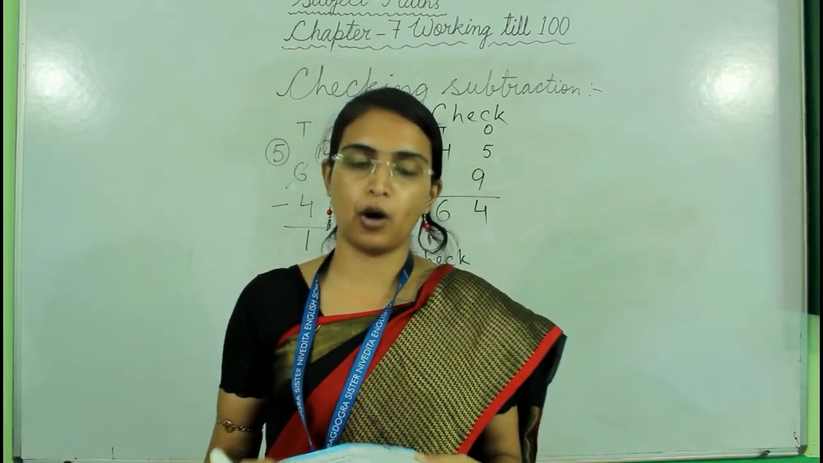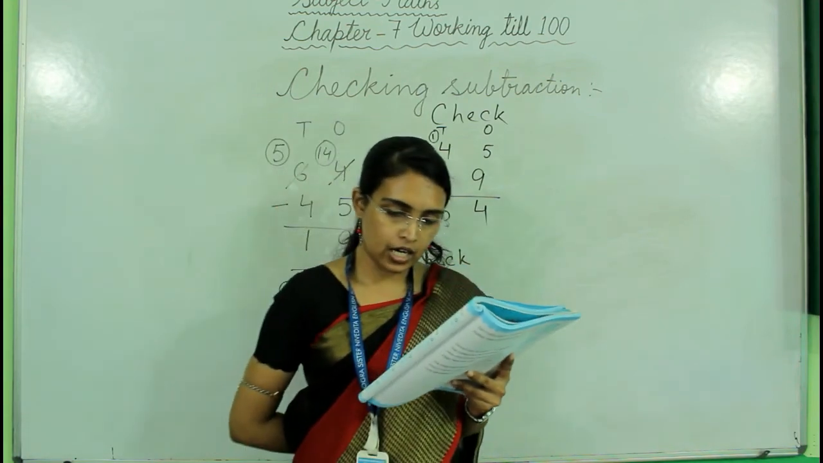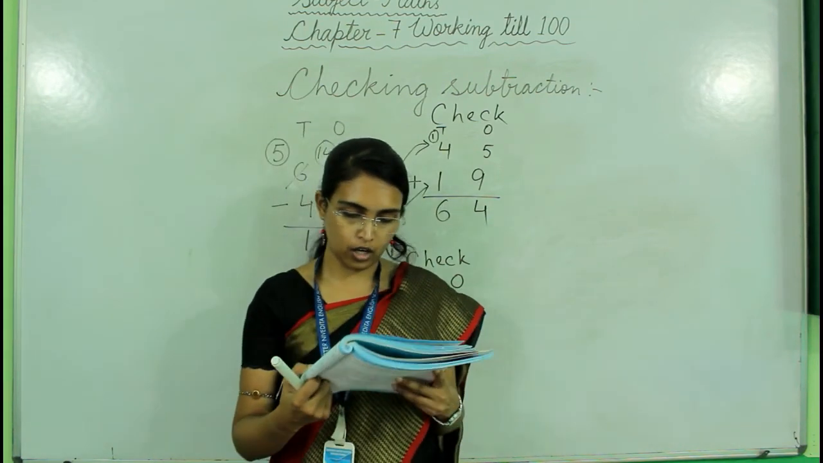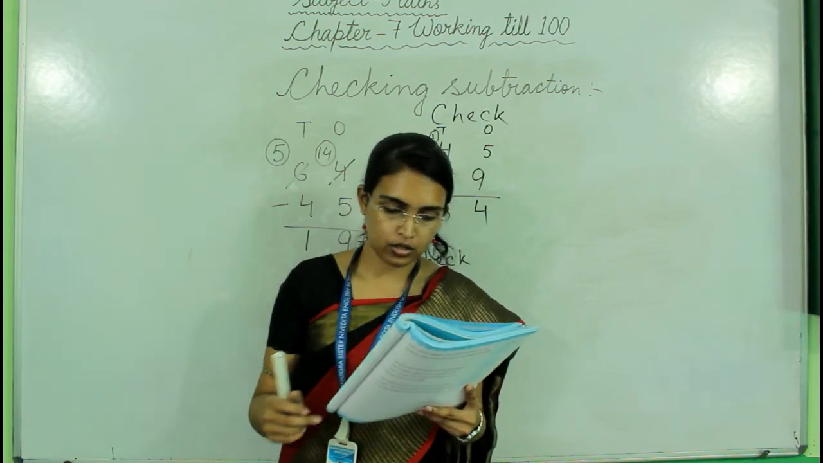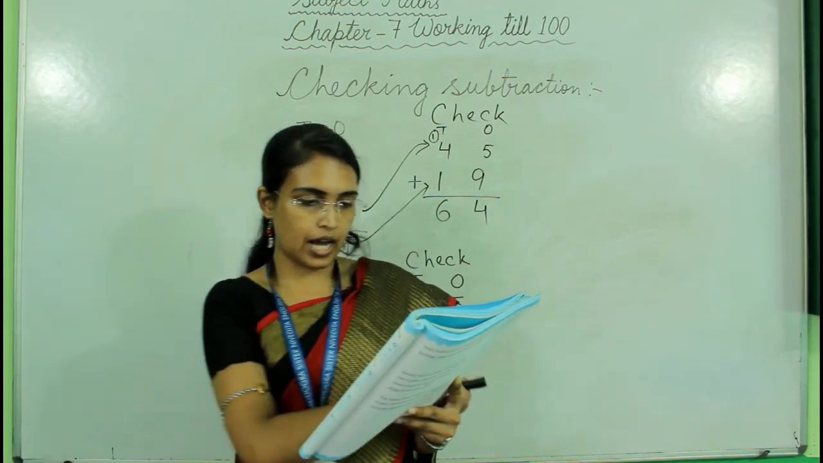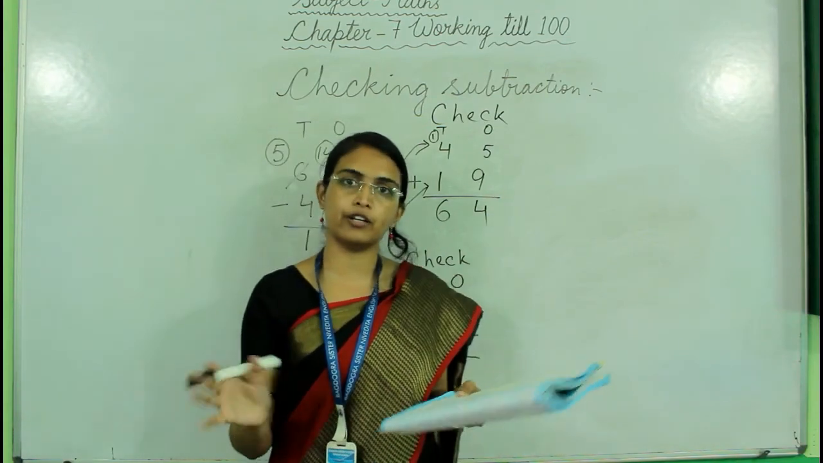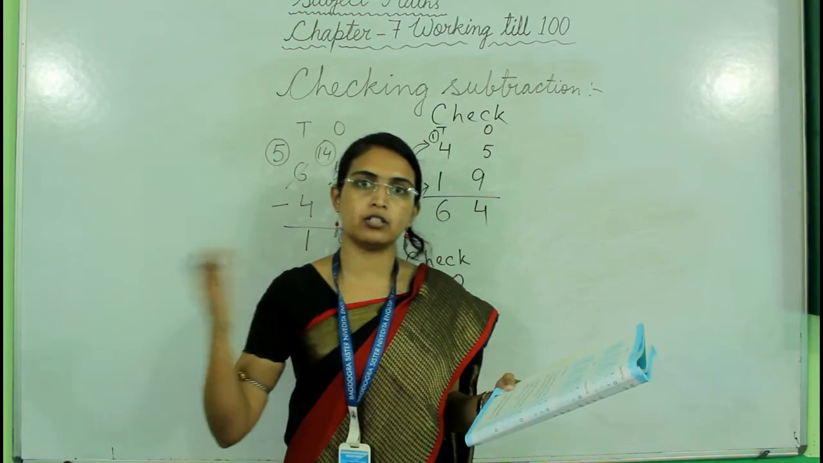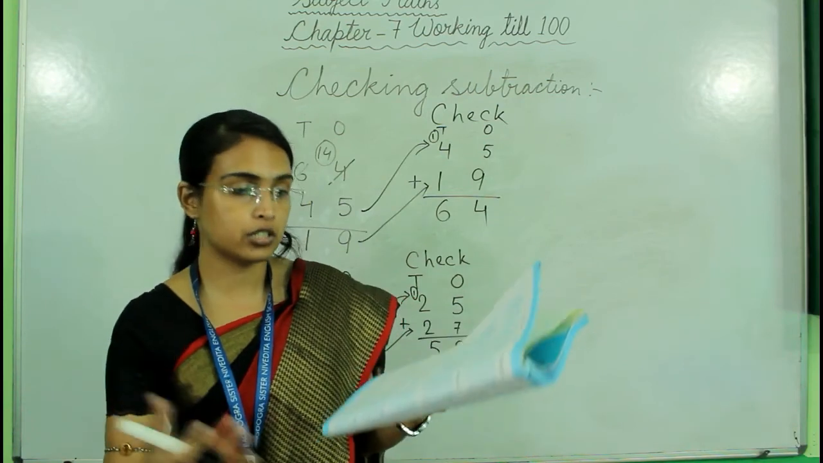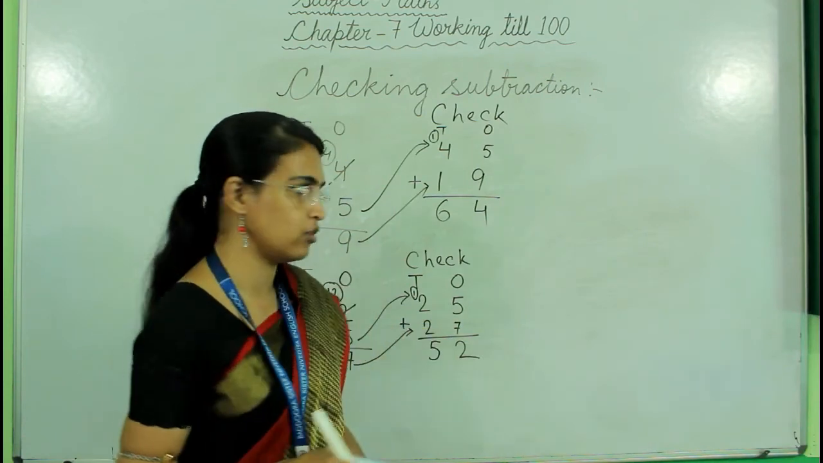Now we will do word problems. Our first question is: in the park, 25 children went to play. After some time, 16 more children joined them. How many children in all were there to play? So there is a park where 25 children are playing, and after some time, 16 more children came and joined them. So all together, how many children are playing? Is this addition or subtraction? All together means addition.